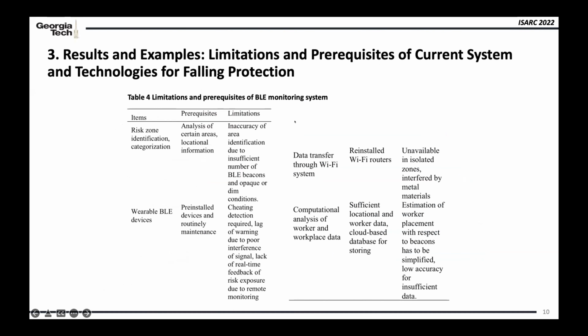Okay, so in terms of the third subsection, which is the limitations and prerequisites of current systems and technologies for FFH protection, four items are under consideration in this part: the risk zone identification and categorization, wearable BLE devices, data transfer through the Wi-Fi system, and the computational analysis of worker and workplace data, along with their prerequisites and the limitations for each item.